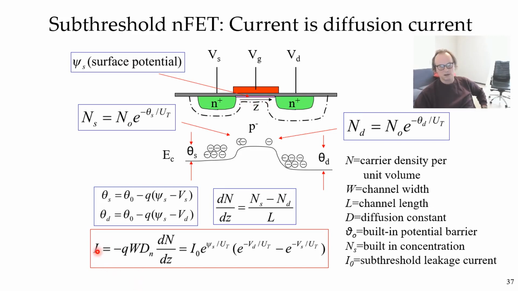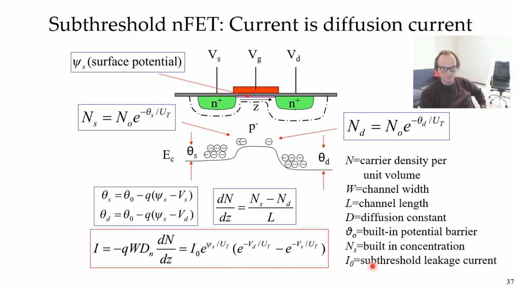And so now you can just plug that in here, and you get that I is minus Q times the width of the transistor, because the wider the transistor is, the bigger the current, times the diffusion constant for electrons, times the gradient of concentration, which works out to be I0 e to the psi s over ut, times e to the minus Vd over ut minus e to the minus Vs over ut. So this comes from putting in this psi s into here, where you have here the Vs and the Vd. You can see the definitions of the constants over here. So that's the basic transistor equation.